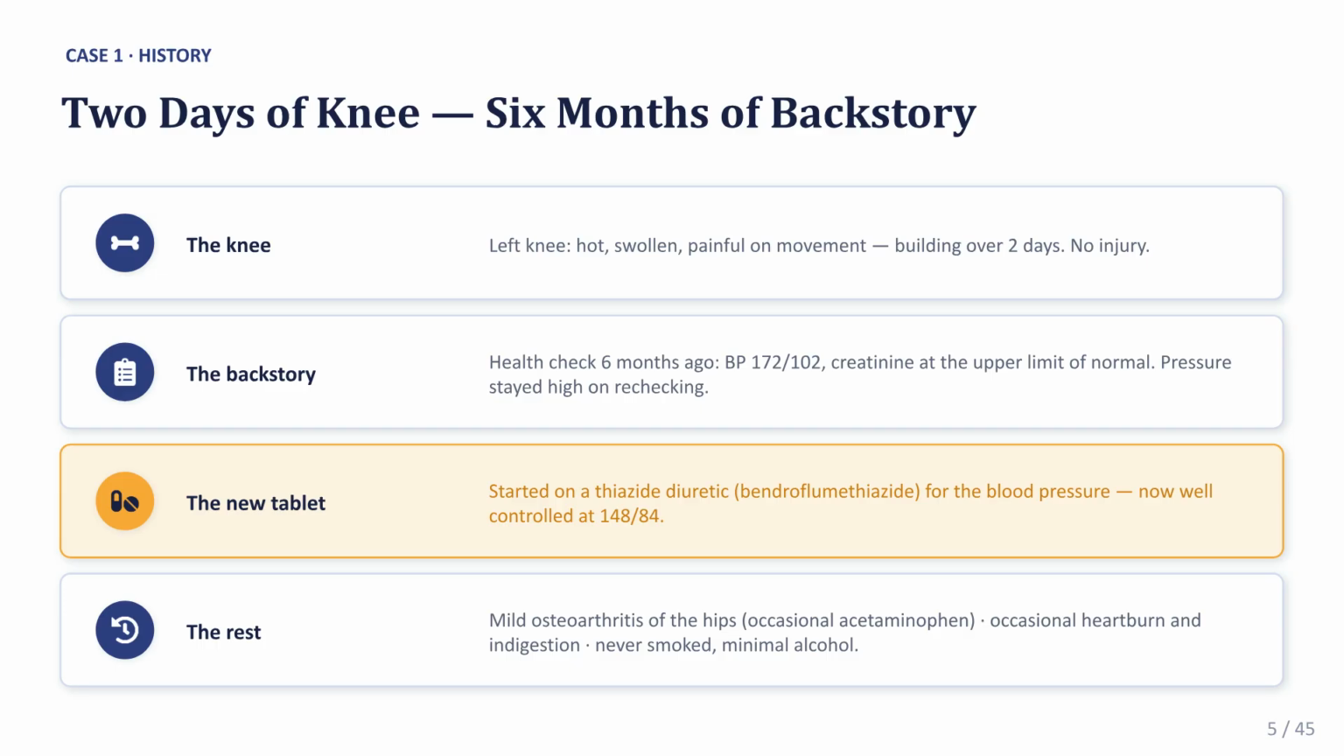Looking deeper into her history, we see that 6 months ago, she was diagnosed with hypertension and started on a thiazide diuretic. Her blood pressure is now controlled. She also has a history of mild hip osteoarthritis and occasional indigestion. There's nothing else of note. Could the new blood pressure medication be linked to this acute joint inflammation?